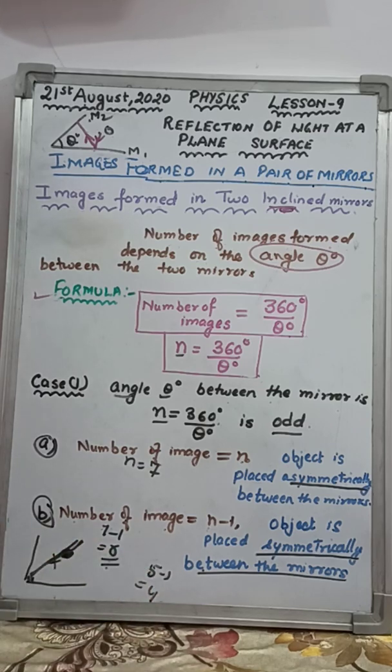So this is the way you will do the numerical to find the number of images when it is coming odd. Case number 1.